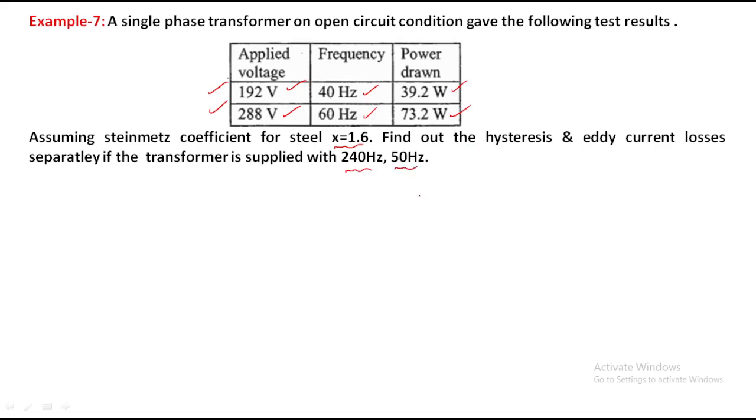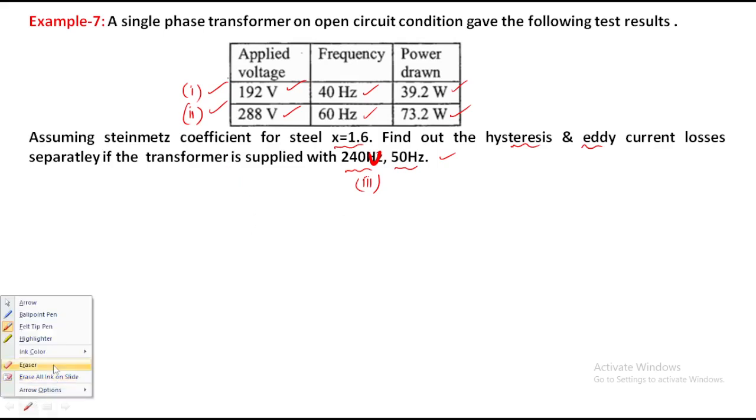In any case we have to satisfy the condition that V by F is constant. So this is case 1, this is case 2. We have to calculate the iron loss components, which are nothing but WH and WE, at case 3. This is case 3, right? So first we have to calculate the constants A and B. Later we have to calculate at this voltage. This is supplied with 240 volts, this is not hertz, 240 volts and 50 hertz. Okay, simple problem.